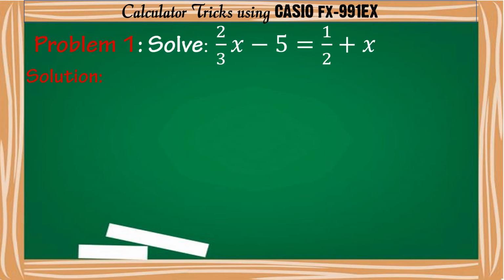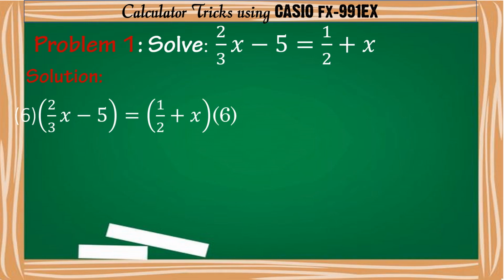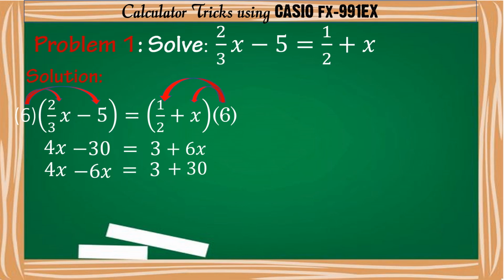Manually, pag sinolve natin yan, we will multiply the whole equation by 6. 6 times 2/3 x is 4x. 6 times negative 5 is negative 30 equals 1/2 times 6 is 3. And 6 times x is positive 6x. Combining similar terms, we have 4x minus 6x equals 3 plus 30. And then we simplify, we will get negative 2x equals 33.